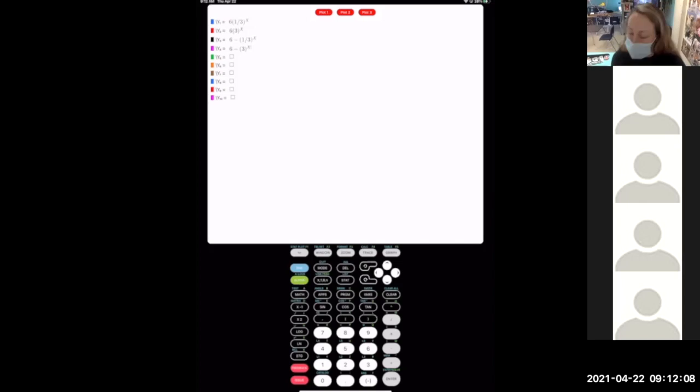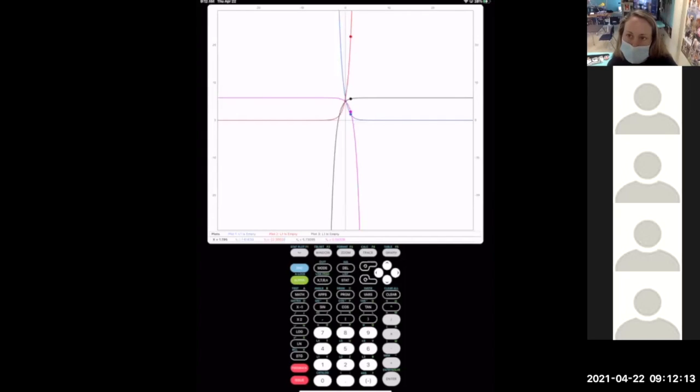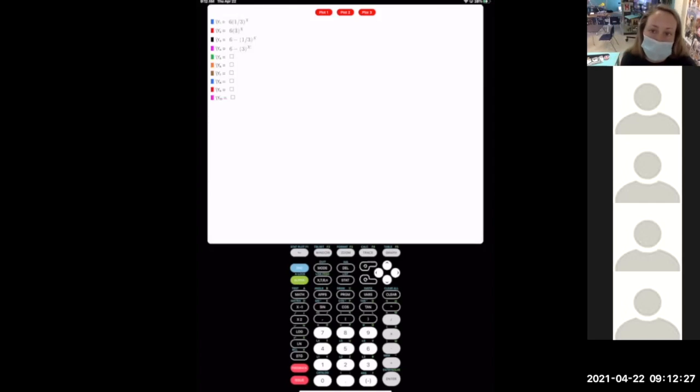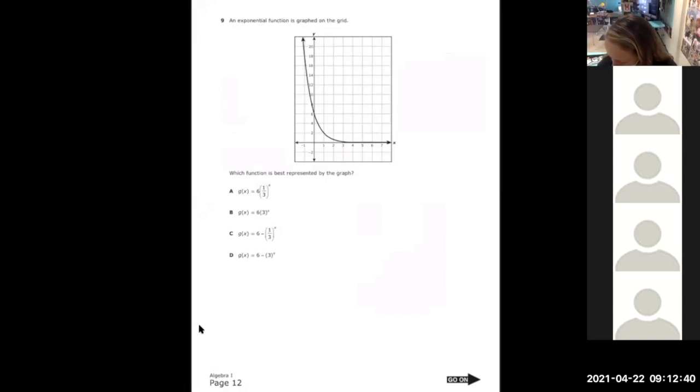Okay. So then I'm going to hit graph. And luckily, my calculator does stuff in different colors, so I can see which one looks like my graph, and that's the blue line. So then I'm going to go to my y equals and figure out which one was blue, and that was the first equation. So my answer is A, or F, or whatever it was. And that is it for number 9. So it can be done in the calculator.